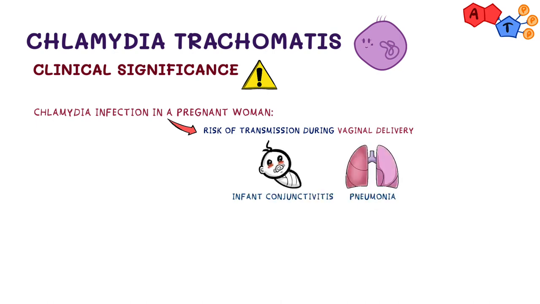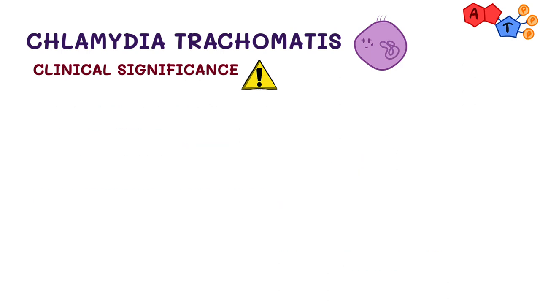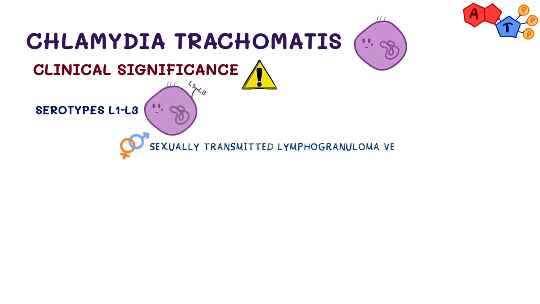This occurs when the baby is 4 to 12 weeks old, and the classic feature for this pneumonia is staccato cough. And staccato cough means there is a noisy inspiration between each single cough. Lastly, serotypes L1 to L3 lead to sexually transmitted lymphogranuloma venereum.